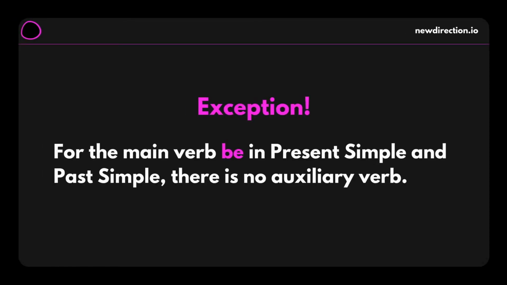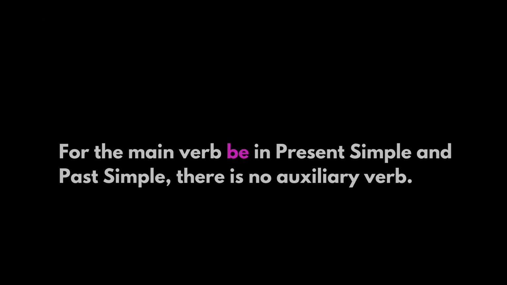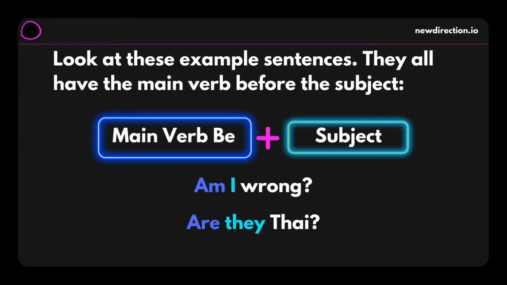An exemption for the rule is for main verb be. In present simple and past simple, there is no auxiliary verb. Let's have an example. Am I wrong? Are they Thai? With these two examples, we can see that the main verb be, am and are, are the beginning parts of the sentence. And the subjects are I and they. There is no auxiliary verb such as can or do.